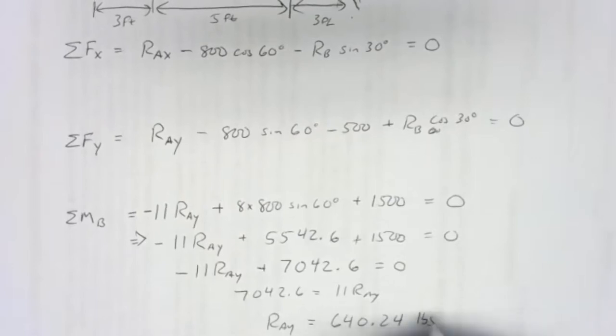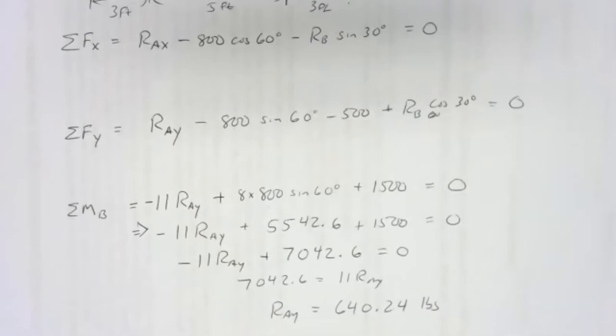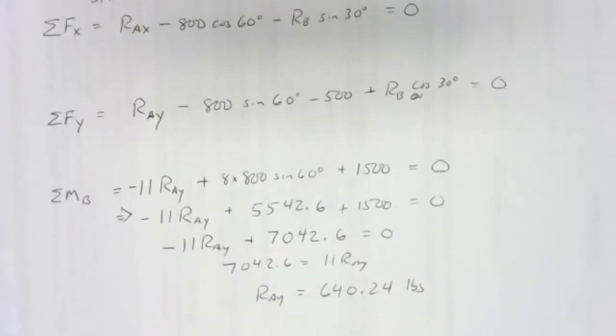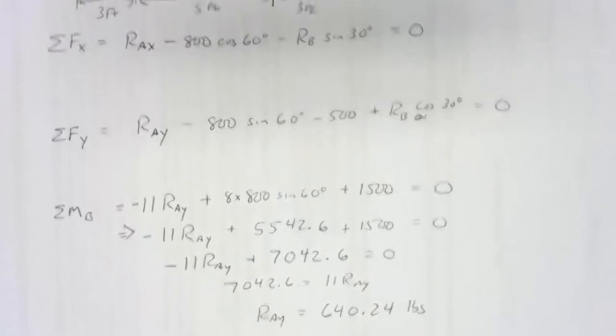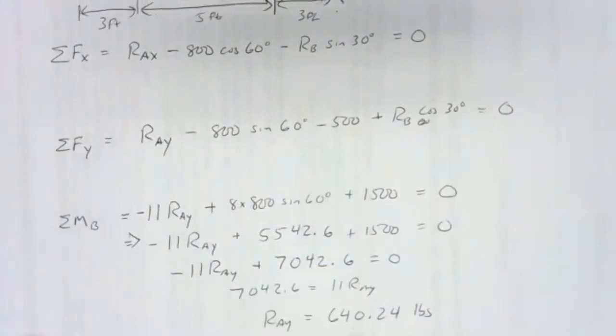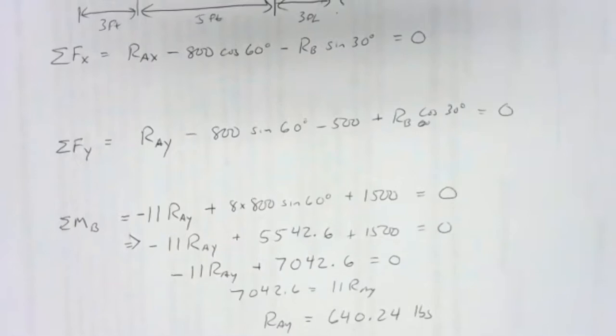And that's pounds. So 640 plus another quarter pound, roughly. That's how hard you'd have to be lifting up on the end of that wheelbarrow to keep it supported. So 640.24 pounds. It came out positive, so we know our assumed direction of up is correct. So that's our value for RAY, still to 5 sig figs because we've got to plug it in to our y direction equation. So let's go ahead and do that. RAY was 640.24 pounds.